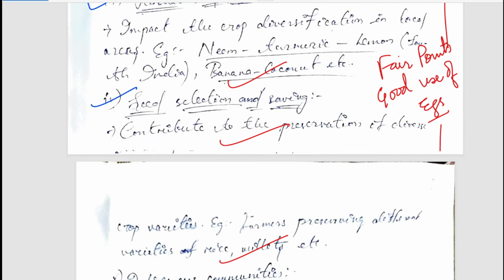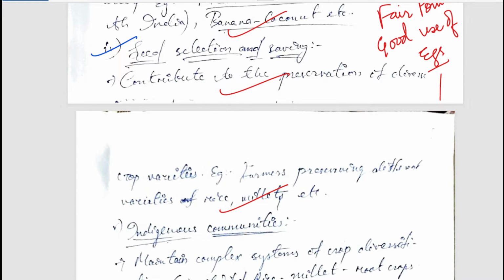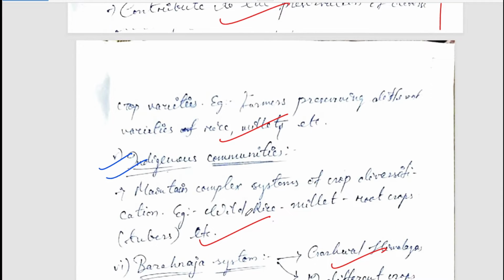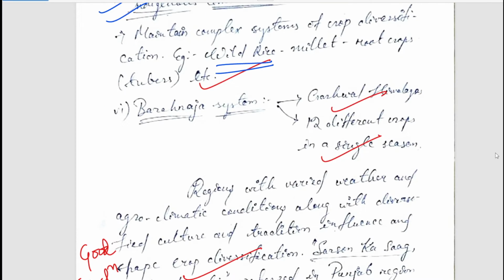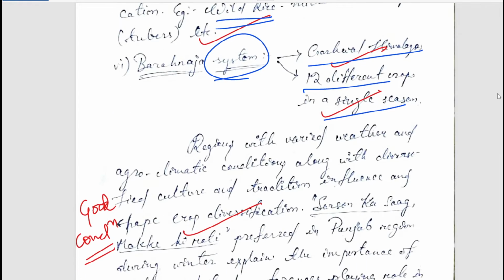Seed selection and savings, obviously they are saving seeds from various years, so that is used. Indigenous communities have their own crops, such as wild rice, which is generally grown by indigenous communities. So everything has been very well written. You can see in the Garhwal Himalayas there is a system known as the Barahnaja system, in which 12 different crops are grown in a single season. So this is how nature and culture affect.